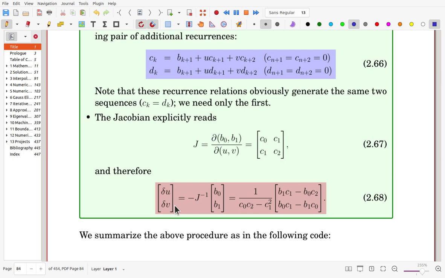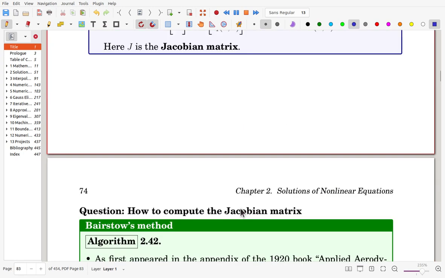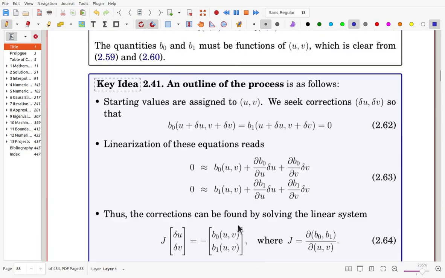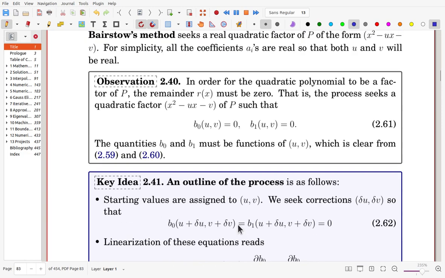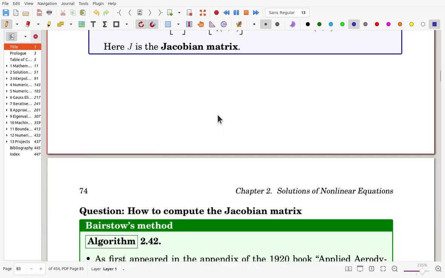so that along with the update of U and V, now B0, B1 becomes 0, then that's the final answer for U and V, right? Okay.